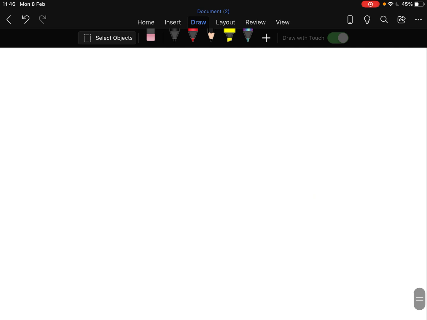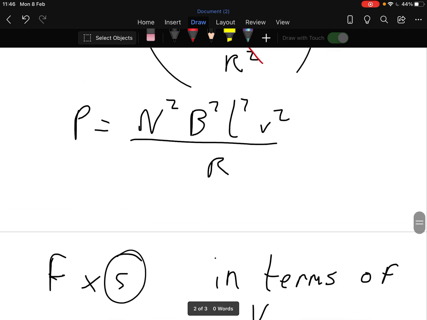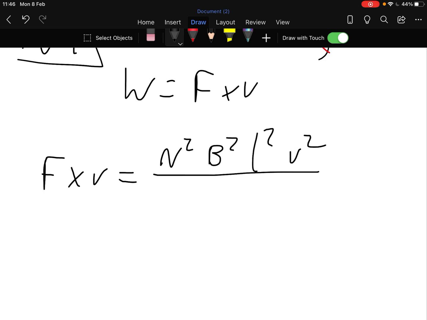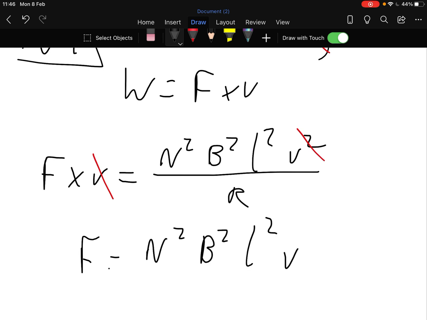All right, so let's pull it all back together. So now what are we going to have? We have force times velocity equals, what did I have here? Oh yeah, okay. N squared, B squared, L squared, V squared, all over R. And then this will divide off against that. F equals N squared, B squared, L squared, V, all over R.